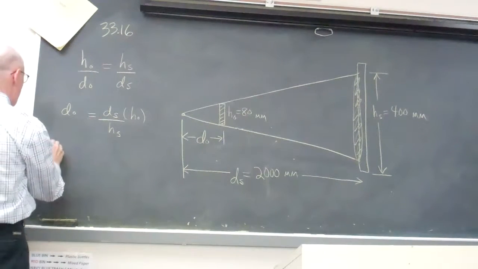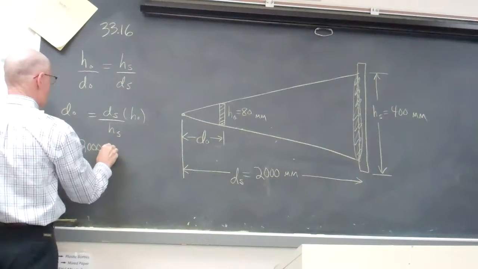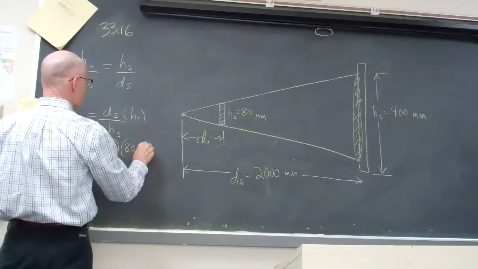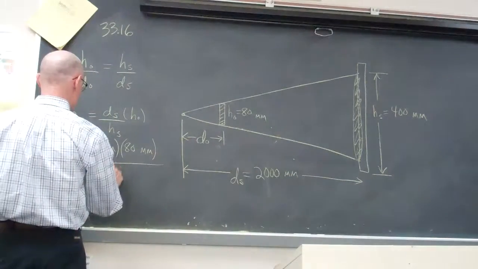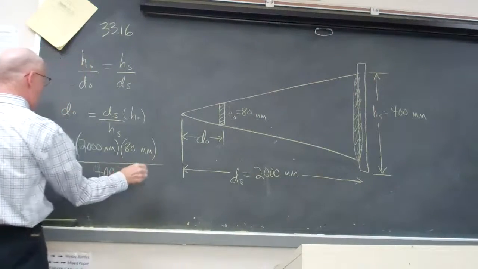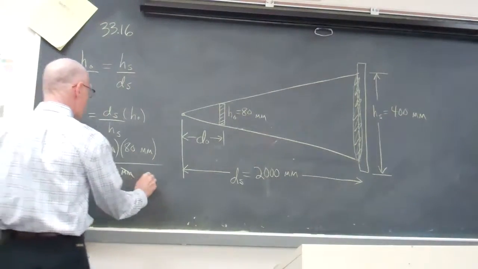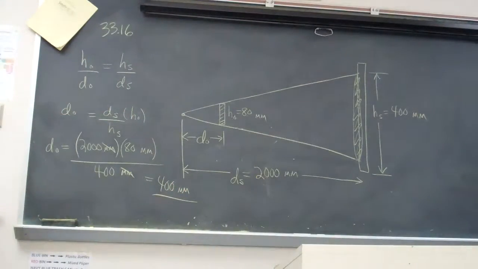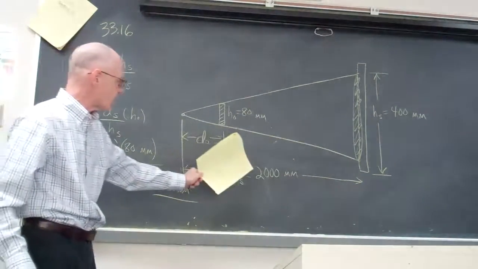So distance of the object then is equal to distance of the shadow, which is the 2,000 millimeters, times the height of the object, which was the 80 millimeters, divided by the height of the shadow, which was the 400 millimeters. Two of the units cancel out, and you end up with an answer of 400 millimeters. And that does look like a reasonable answer. You would expect your answer to be a lot smaller than the distance of the shadow.